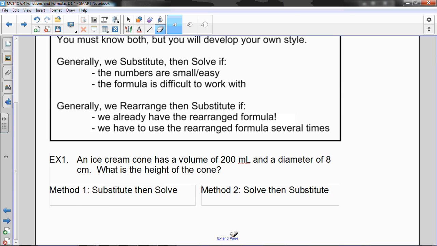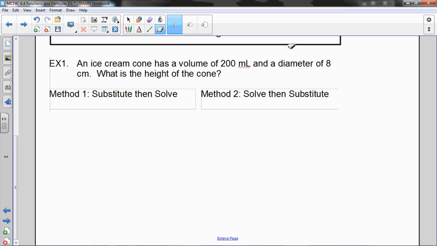We've got an ice cream cone. An ice cream cone has a volume of 200 milliliters and a diameter of 8 centimeters. What's the height of the cone? Okay, first of all, what's the formula for volume of a cone? Well, I can't remember. This is one of the things that we're going to review in Chapter 7.